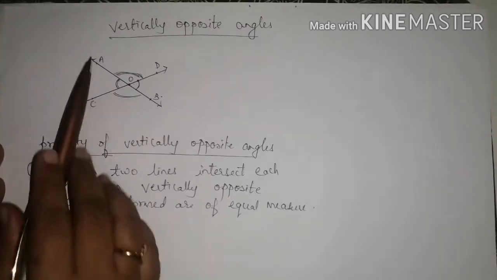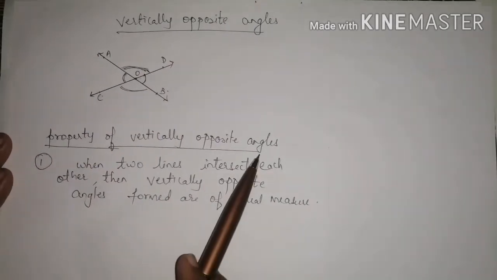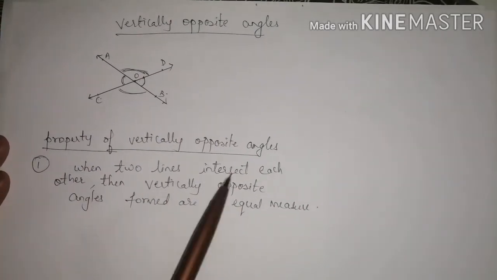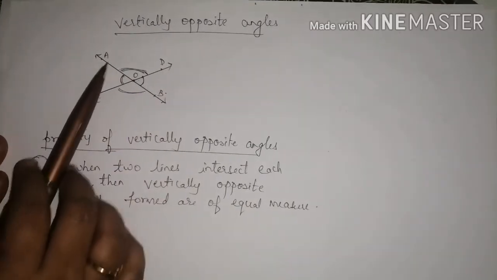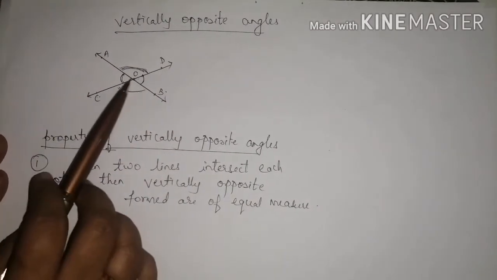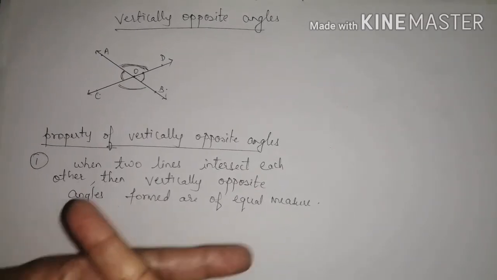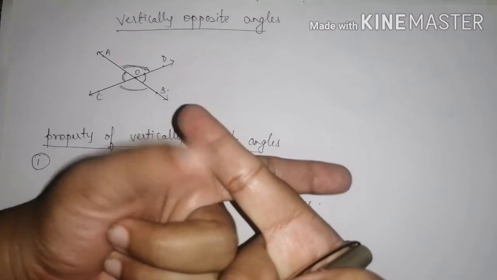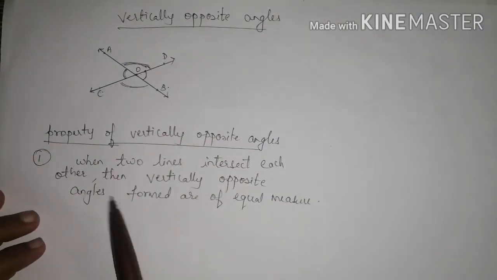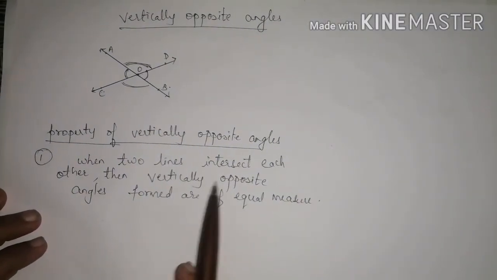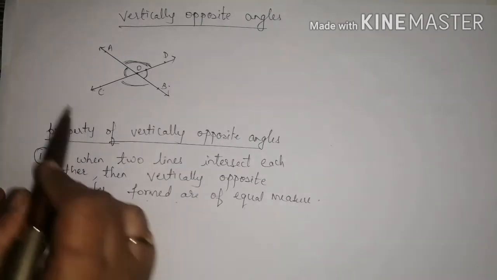Now children, the property of vertically opposite angles is that when two lines intersect each other, these are the two lines, line AB and line CD, when they are intersecting each other in a cross like this, we get four angles. We have seen that. So which two angles are equal? Vertically opposite angles formed are of equal measure.